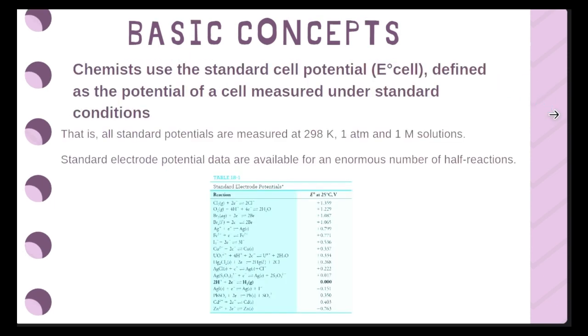That is why chemists use the standard cell potential, defined as the potential of a cell measured under standard conditions. Standard potentials are measured at 298 Kelvin and 1 atm and in all 1 molar solutions. Standard electrode potential data are available for an enormous number of half reactions.